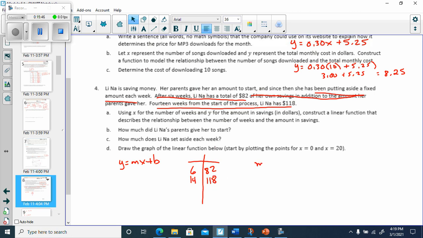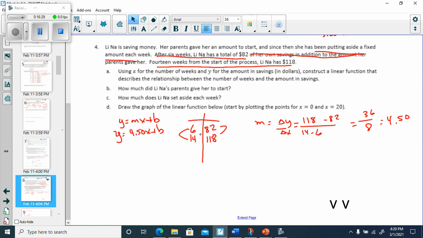Okay? So to find the m, we find the difference in the y over the difference in the x. 118 minus 82 over 14 minus 6. Okay? 118 minus 82 gives us 36 divided by 8, which is 4.50. So she's saving $4.50 per week. 4.50, that's her rate of change. X plus B. We need B.